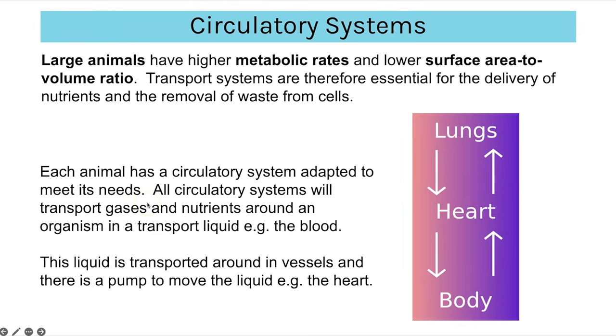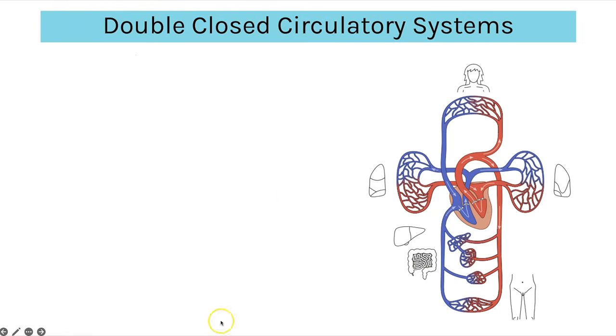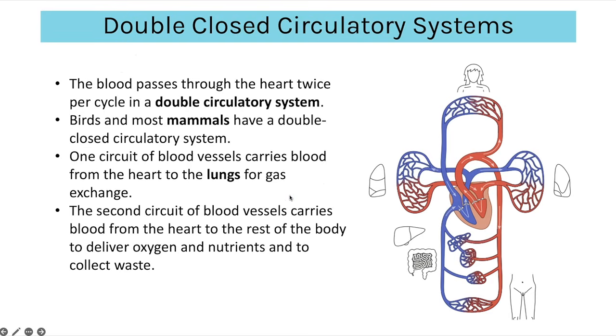So each animal has a circulatory system adapted to its particular needs, and all circulatory systems will transport gases, for example carbon dioxide and oxygen, as well as nutrients like glucose around the body within liquids such as the blood. And the liquid is transported around in vessels, and there's always a pump to help move the liquid. And one type we're going to look at is the double closed circulatory system.